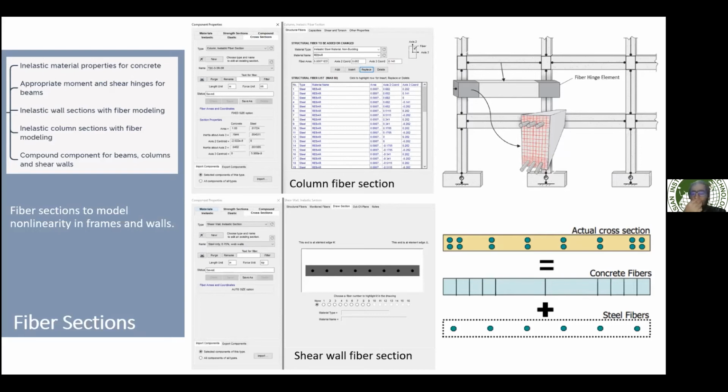So some features that are available in PERFORM might not be as convenient as they are in ETABS, because in ETABS you'll be able to do fiber sections very easily. It will automatically generate fiber sections for you once you give it the rebar information. PERFORM is not as flexible as ETABS.